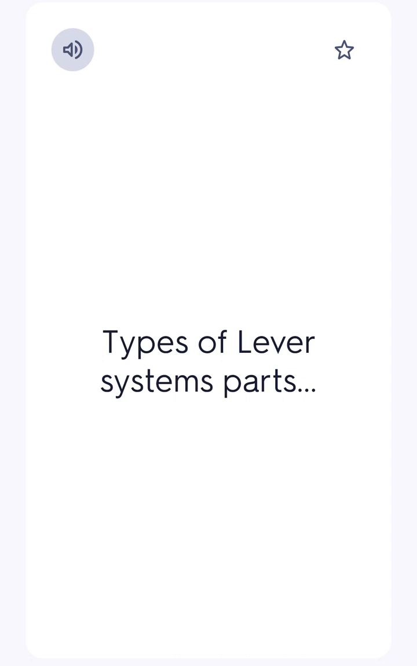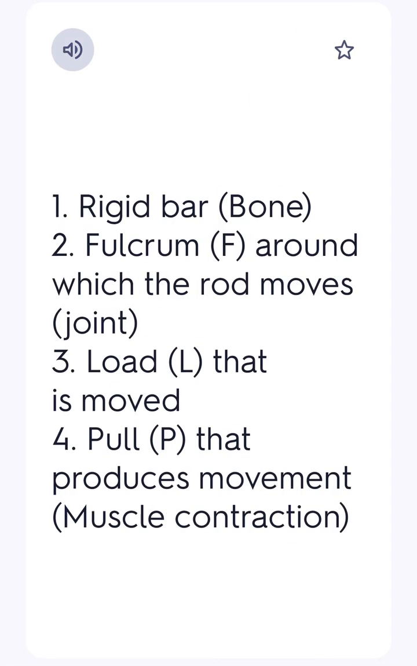Types of lever systems parts. 1. Rigid bar. 2. Fulcrum around which the rod moves. 3. Load that is moved. 4. Pole that produces movement.